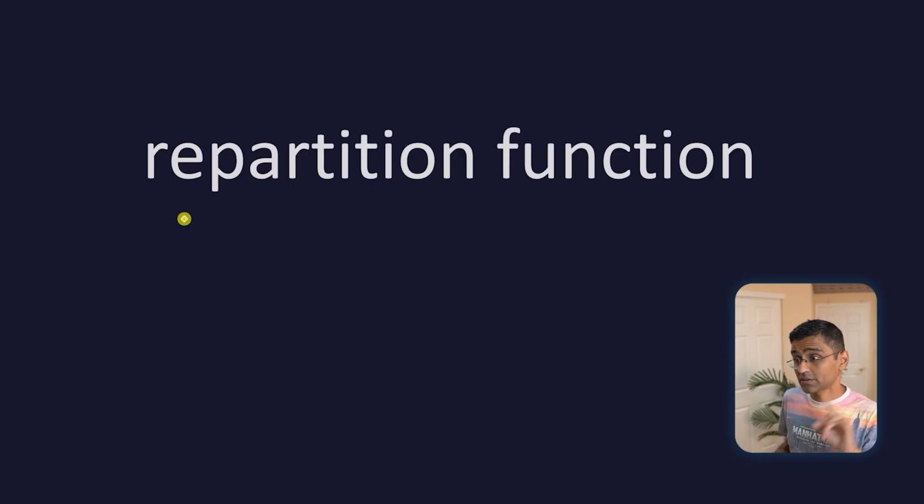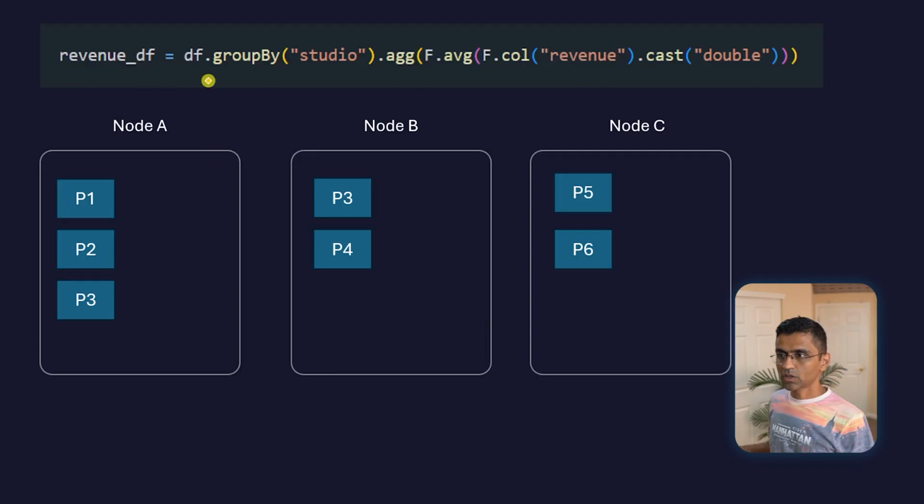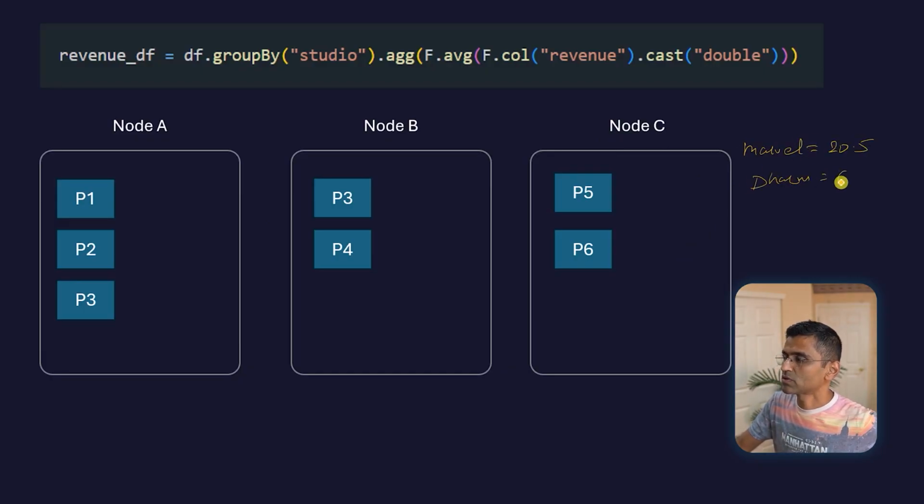The first function that can help is repartition. Let's assume this scenario. You are grouping by studio for our movies dataset and you are calculating the average revenue per studio, right? So, for example, my Marvel studio has an average revenue of 20.5 billion. My Dharma production has an average revenue of 6.7 billion, right? That is what this line will do.